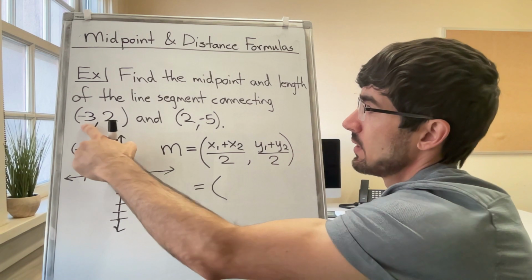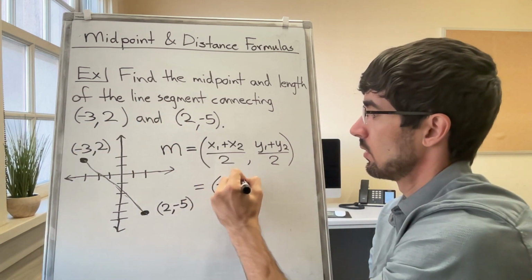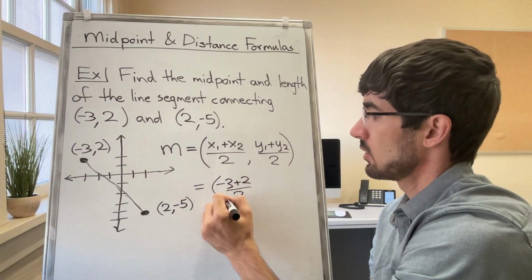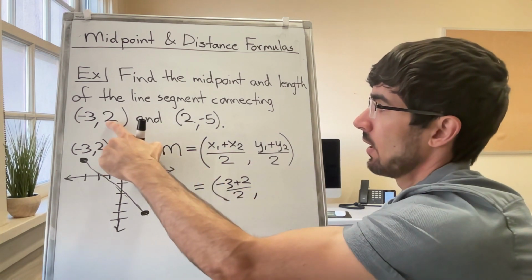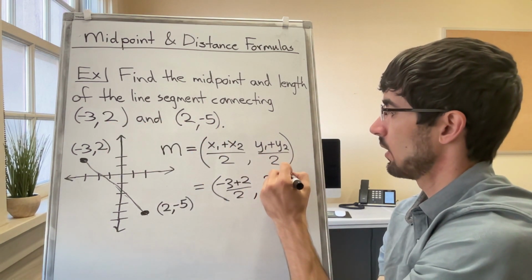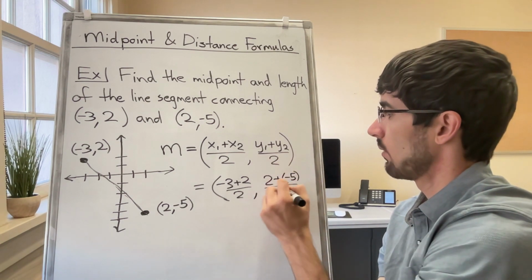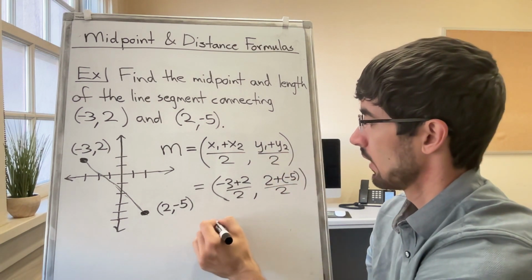x1 plus x2 is -3 plus 2. So take the x values and average them. That means you add them and divide by 2. And do the same with the y values. Take the y values, 2 plus -5, you add them, you divide by 2. That's an average. What do we get?